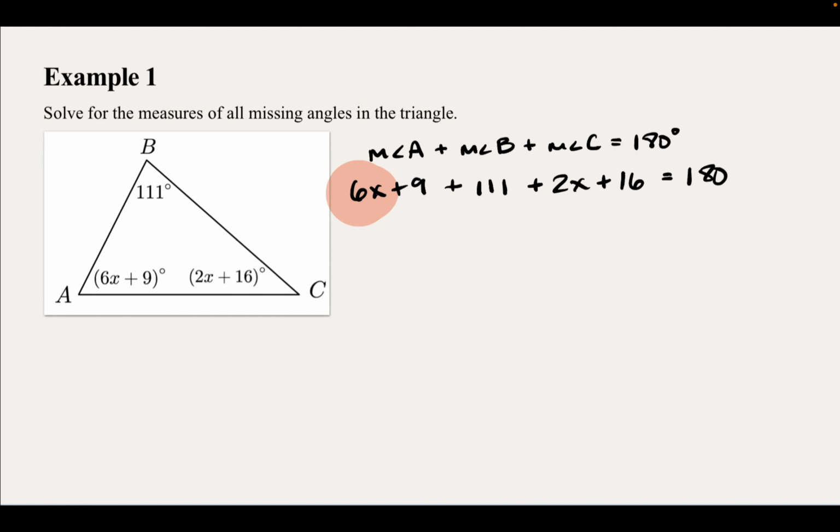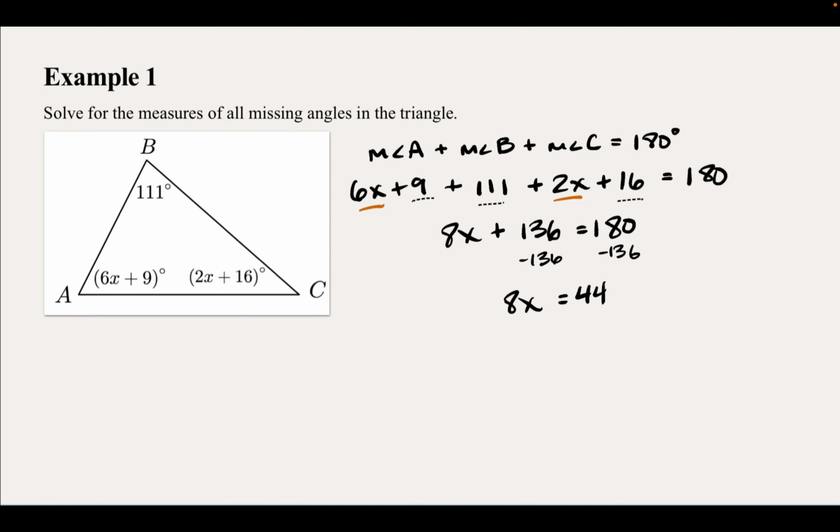Let's combine our like terms. We've got 6x and 2x, and then we've got 9, 111, and 16. 6x plus 2x is 8x. 9 plus 111 plus 16 is 136 equals 180. And we'll subtract 136 from both sides. We get 8x equals 44. Divide by 8 on both sides. We get 5.5, or 11 over 2, however you want to write it.